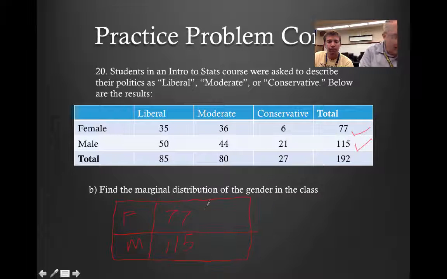All right, this time I got it. 77 divided by 192 is 40.1%. And 115 divided by 192 is everything else, 59.9%.